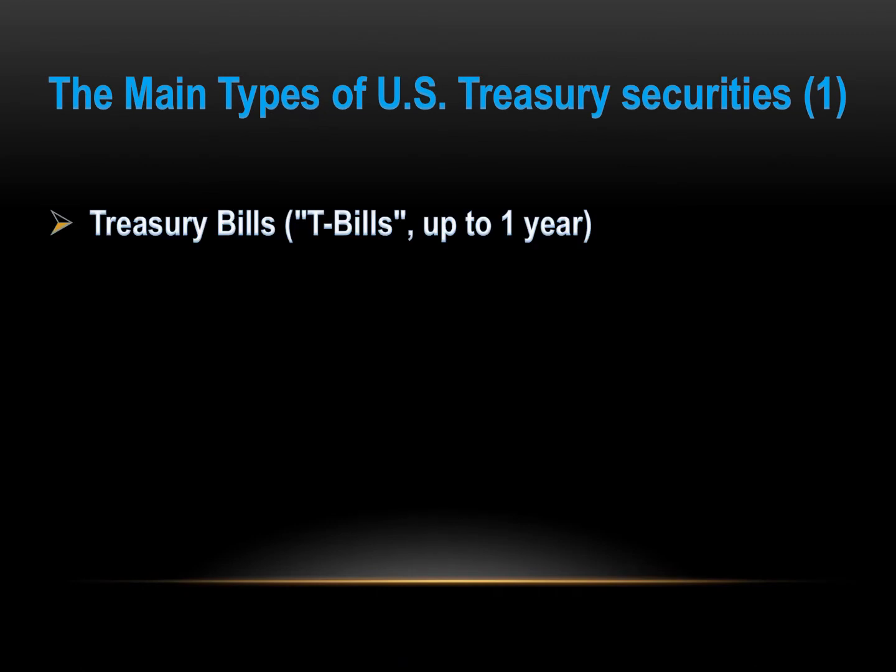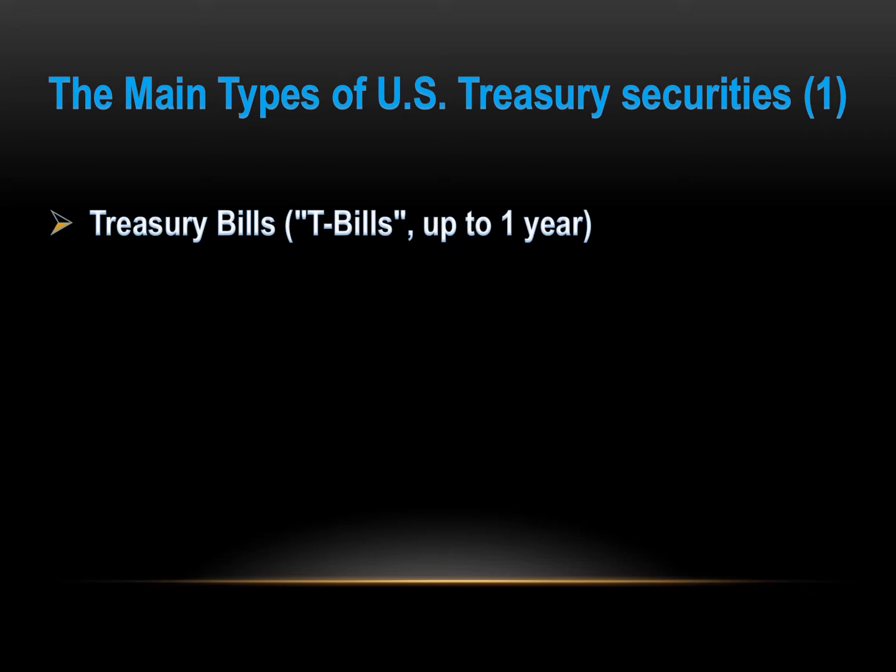Treasury bills, which are commonly called T-bills, are short-term bonds that mature within 1 year or less from their date of issuance. Authorized sellers sell T-bills with maturities of 4, 13, 26, and 52 weeks. Bankers call them the 1, 3, 6, and 12 month T-bills, respectively.